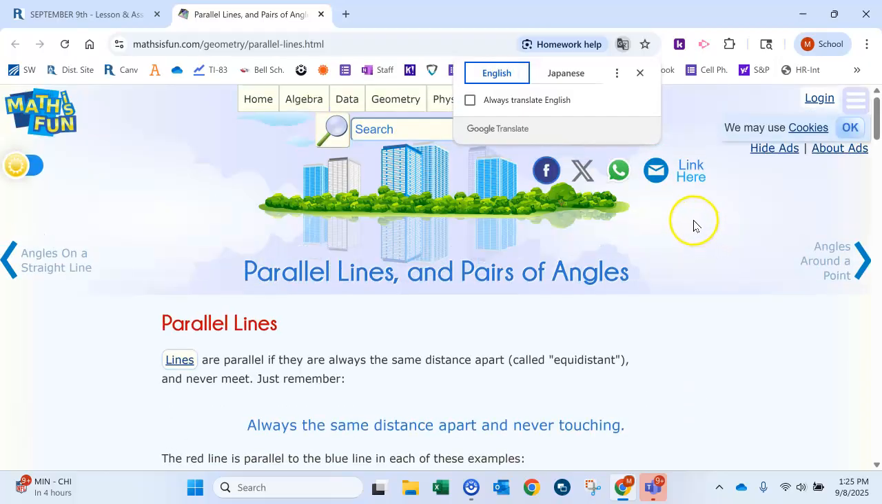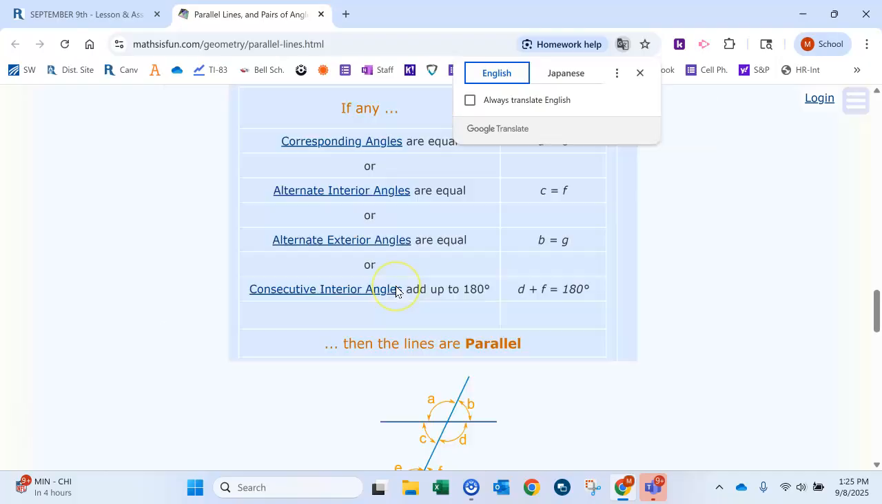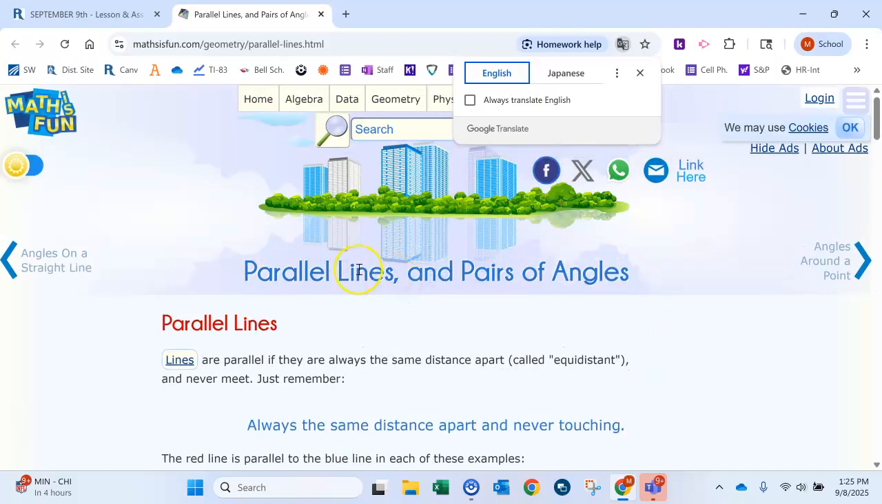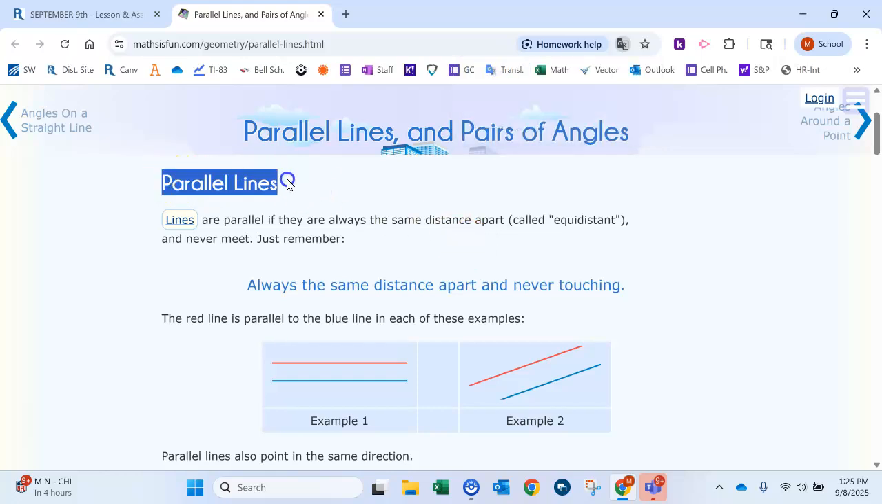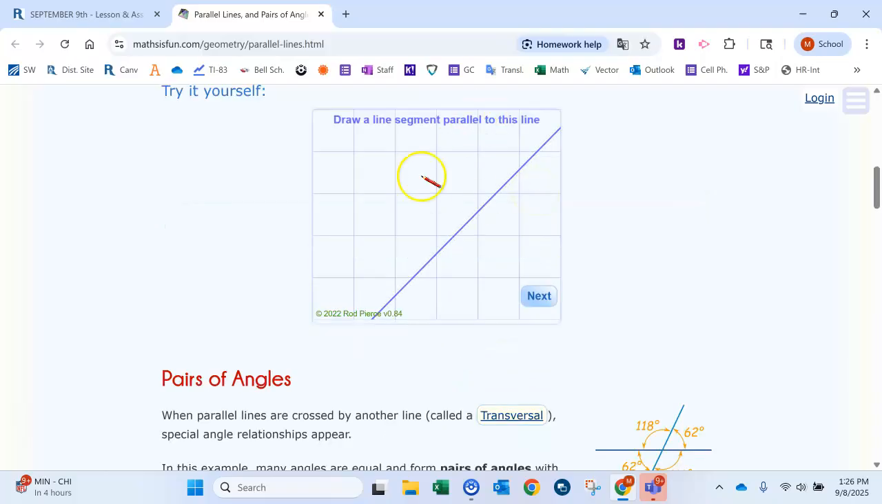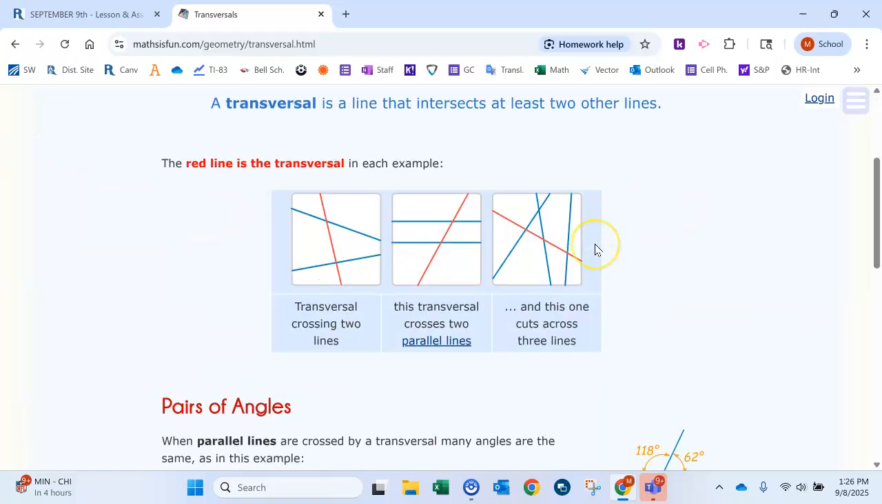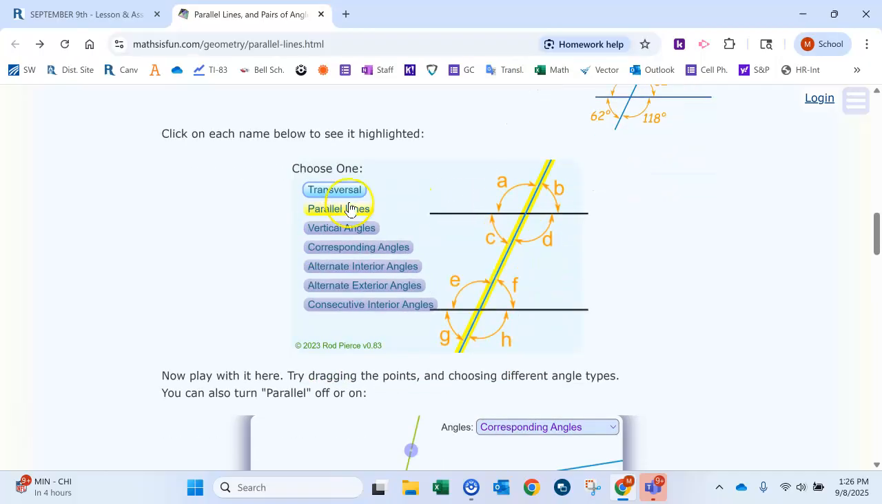You'll want to go over this page all the way to the bottom. There are very important concepts you're going to be learning about. You're going to be learning about parallel lines, so make sure you read all this and see some examples. Try this. You can draw things and try it. Also, you'll be learning about pairs of angles and a very important thing called a transversal. You'll need to learn about that. When you're done with that, make sure you click on each of these. We need to learn all of these. We need to learn that vocabulary.